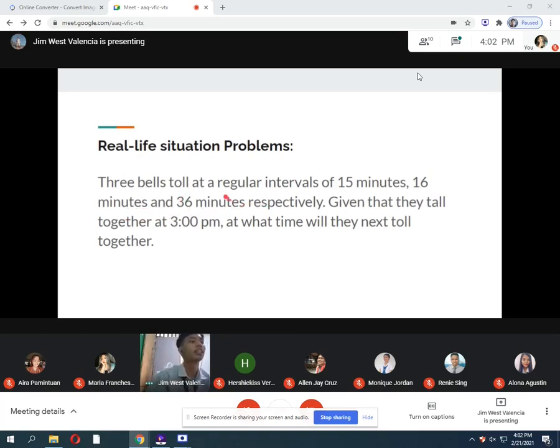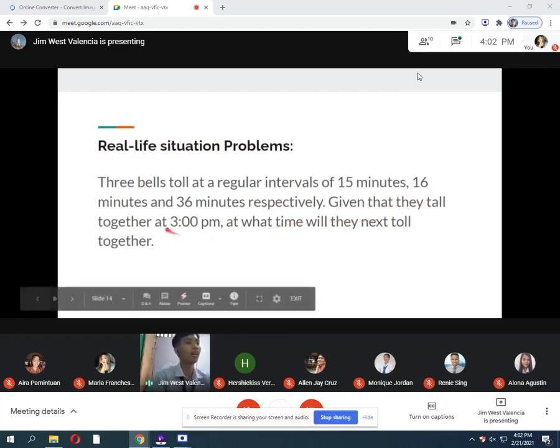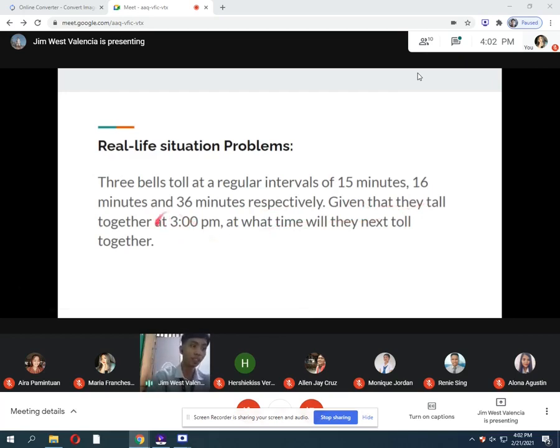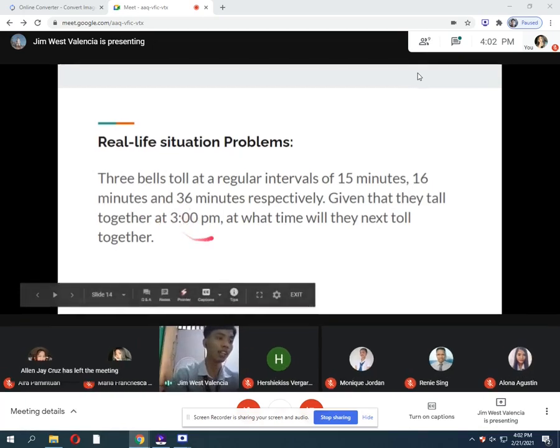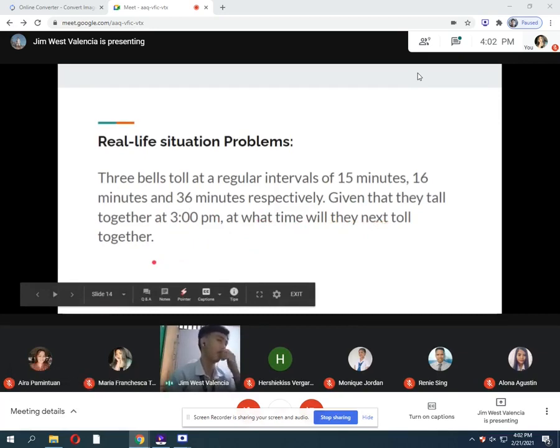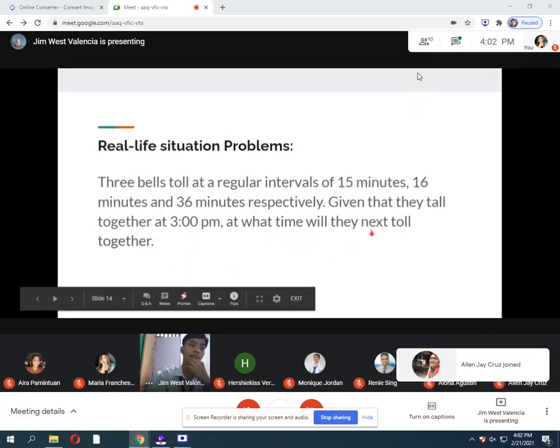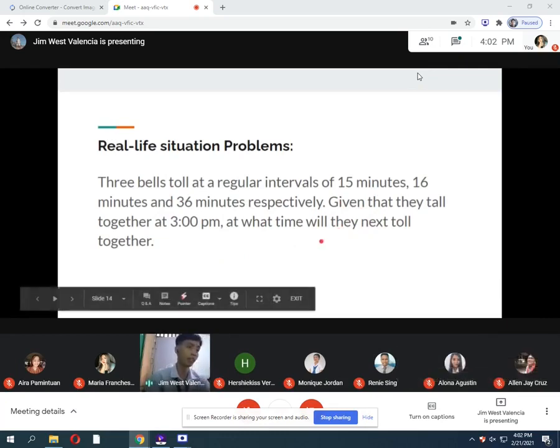And the bell C, tutunog naman siya after 36 minutes. So, kung tumunog daw ang bell, yung tatlong bell, at sabay-sabay tumunog sa oras na 3 o'clock p.m., at what time will they next toll together? So, pwede palang gamitin yung LCM dito. Dito sa problem na to, pwede natin gamitin yung LCM. So, hintayin ko yung sagot nyo. After 30 minutes, automatic, magsasarado na yung Google Classroom natin pag after 30 minutes, wala pa rin kayong answer. Okay? Maliwanag po ba?